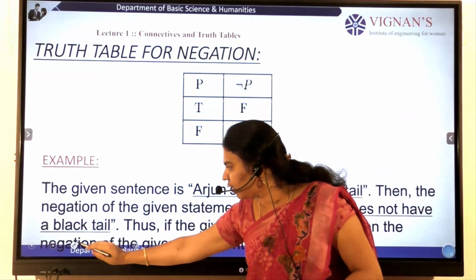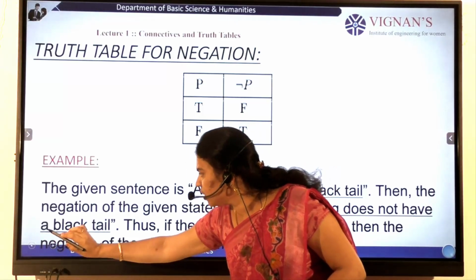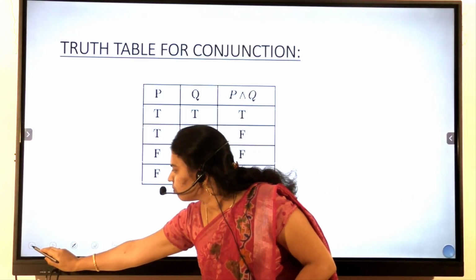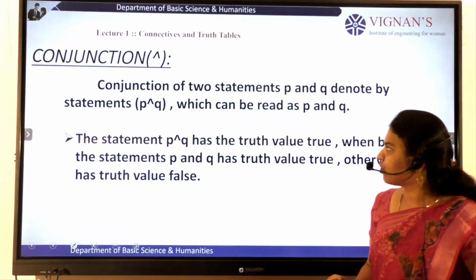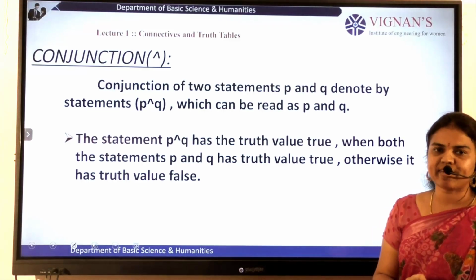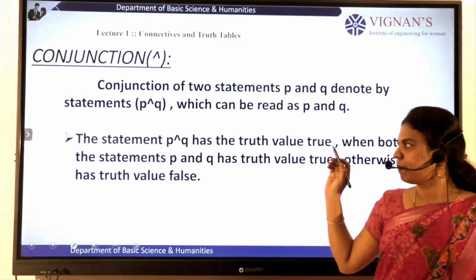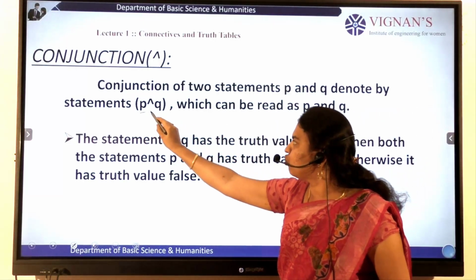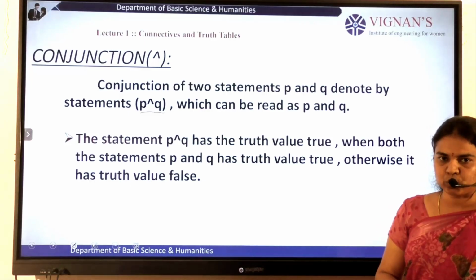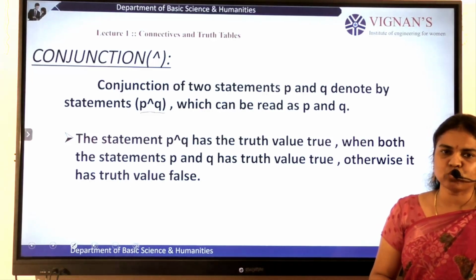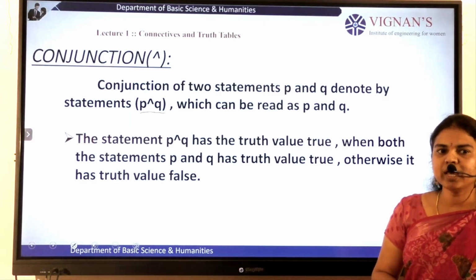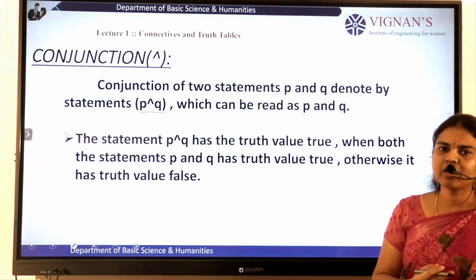Next, coming to the second connective, that is conjunction. The conjunction of two statements P and Q can be read as P and Q and it is represented as P ∧ Q. The statement P ∧ Q has the truth value true when the statement P has the truth value true and the statement Q also has the truth value true. In the remaining cases it will be false.